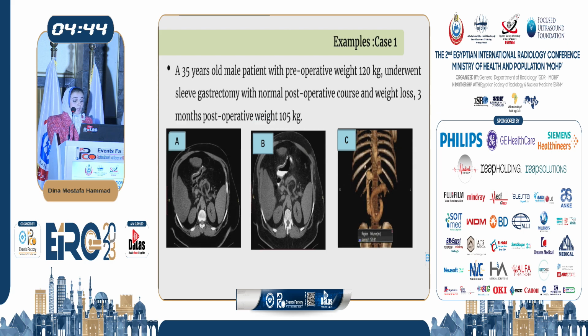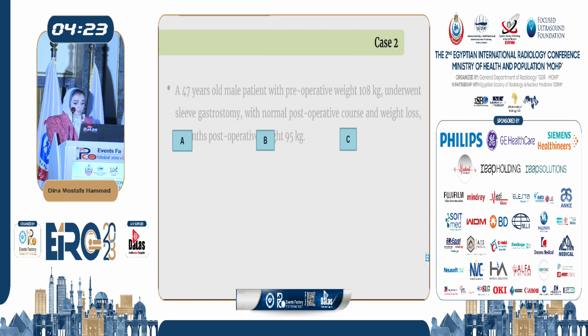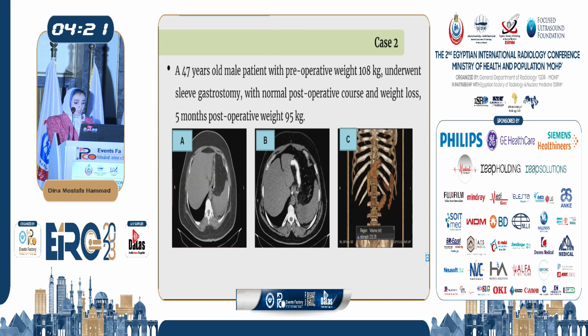Our examples. Case number 1, a 35-year-old male patient who underwent sleeve gastrectomy. Picture A shows a pre-contrast image. Picture B shows an axial image with the oral contrast and its staple line. Picture C shows a 3D stomach with its volume. This operation had a normal course.